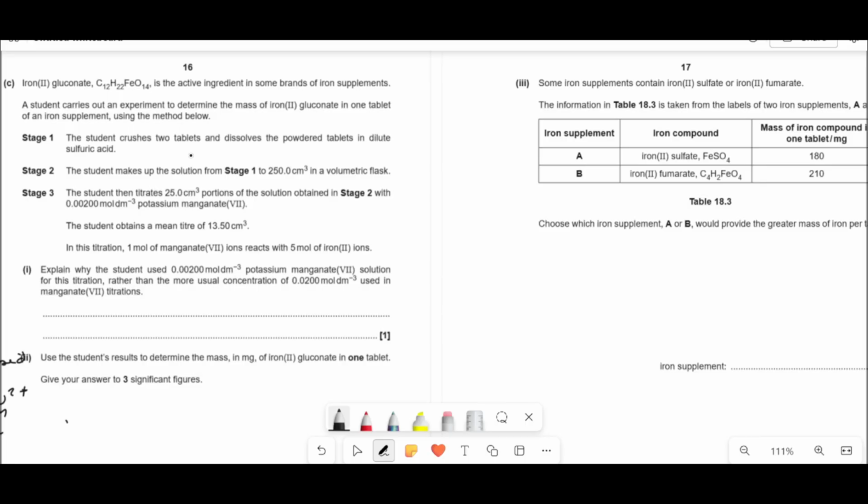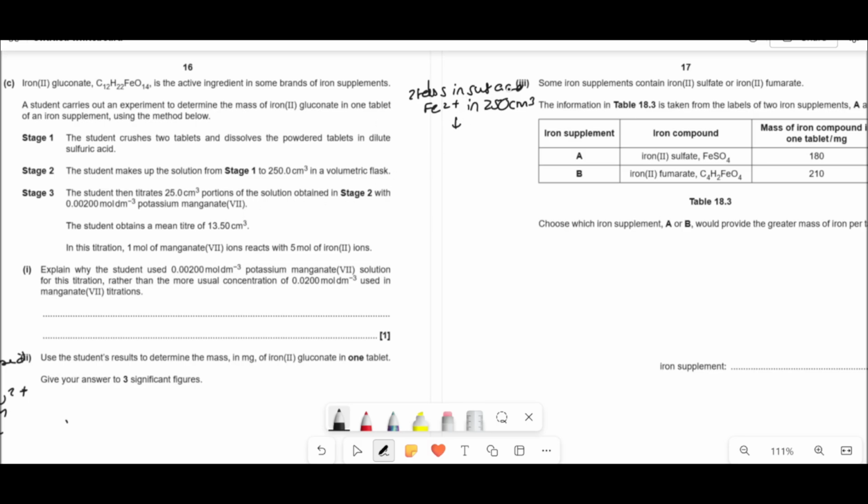You would be surprised how shockingly bad these kinds of questions are done. So what they've done is they want to look at how much iron gluconate there is in a tablet of an iron supplement. So they get 2 tabs and they dissolve it in sulfuric acid, right? That's going to lead to what? That's going to give us your Fe2+ in this sulfuric acid. And then they've made it up to 250 centimeters cubed. Cool. Then they titrate 25 centimeters cubed of this solution here.